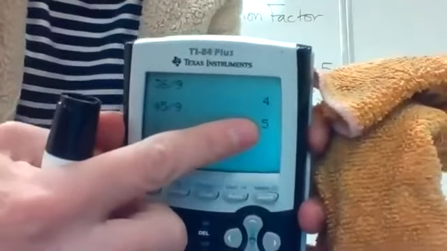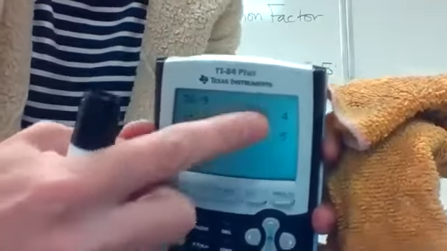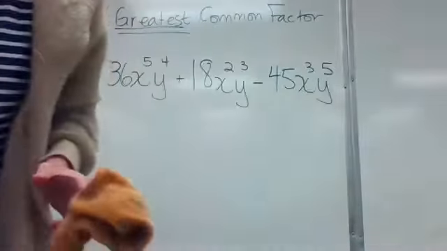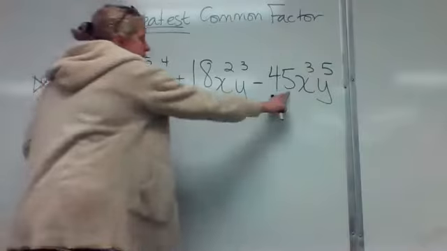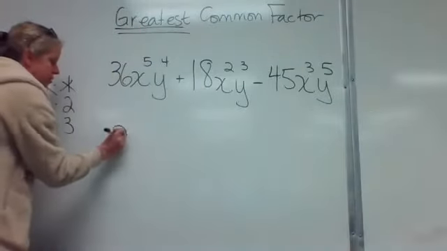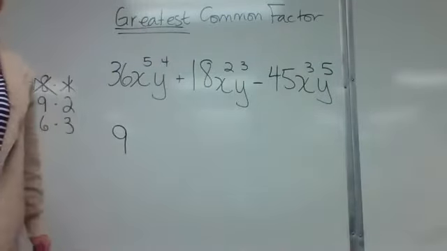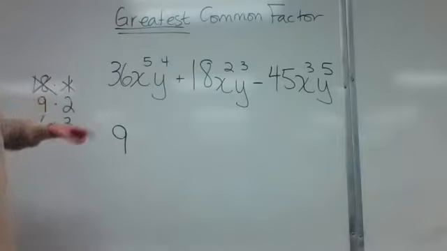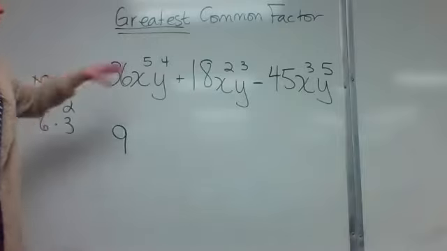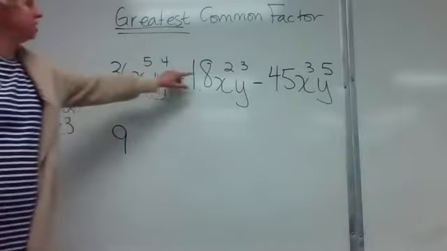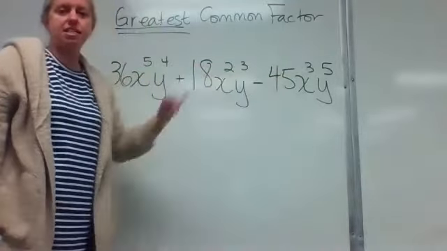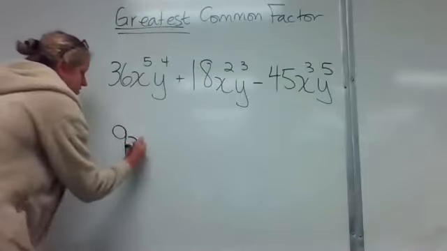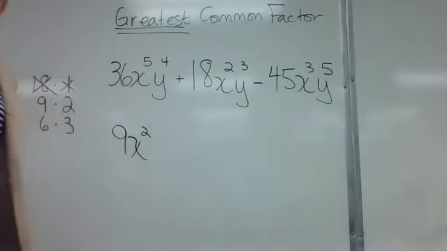It also gives me a whole number and not a decimal. So this right here means 9 is the biggest number that goes into all of them. So I'm going to pull out a 9. Let's see, my x's, looking for the smallest exponent: x to the 5th, x to the 2nd, and x to the 3rd. So that x to the 2nd was the smallest exponent. So I'll pull it out.